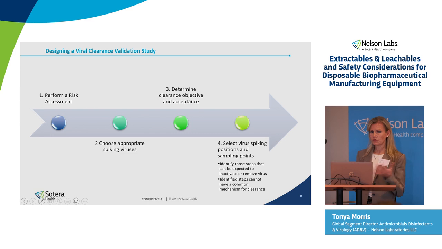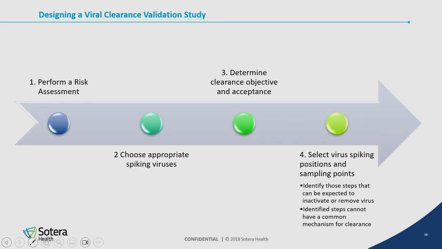So initially, when we're designing a viral clearance study, we work with a customer and we perform a risk assessment on their process. And normally the customer comes in, they pretty much already know what their risks are, and they've already performed this assessment. But if they need help, we can help them do this as well. We're going to choose an appropriate spiking virus, and we'll talk a little bit more about how to do this, very high level. But essentially, it is taking a look at the process, what's included in the process, the ingredients in the process, the raw materials, and looking at any potential risk of virus contamination from those raw materials or starting materials. And then we're going to determine a clearance objective.